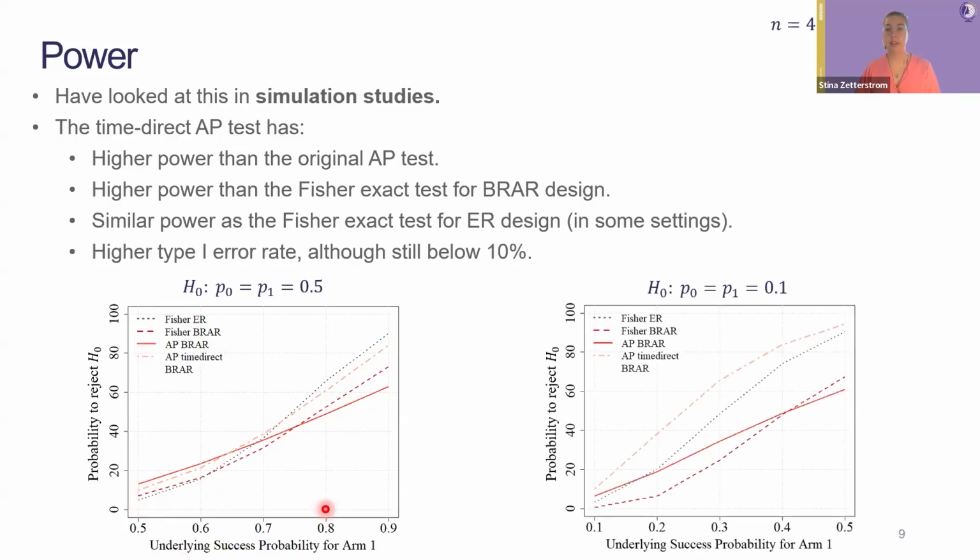And if we look at the other sets of success probabilities, so the one with the 0.1 for the null hypothesis, we see similar results. So the time-direct AP test has higher power than the original AP test, and it also has higher power than the Fisher exact test for the BRAR and equal randomization design, although it still has the higher type 1 error rate.